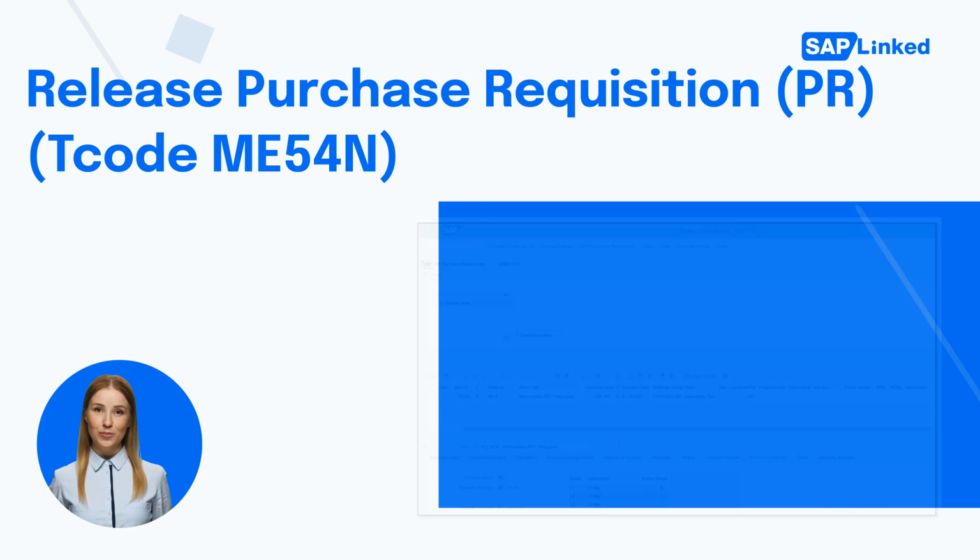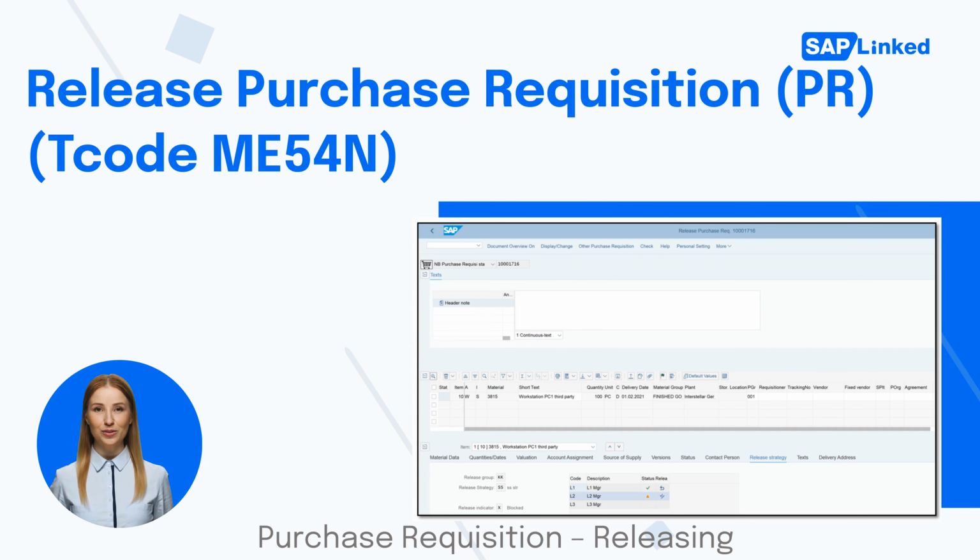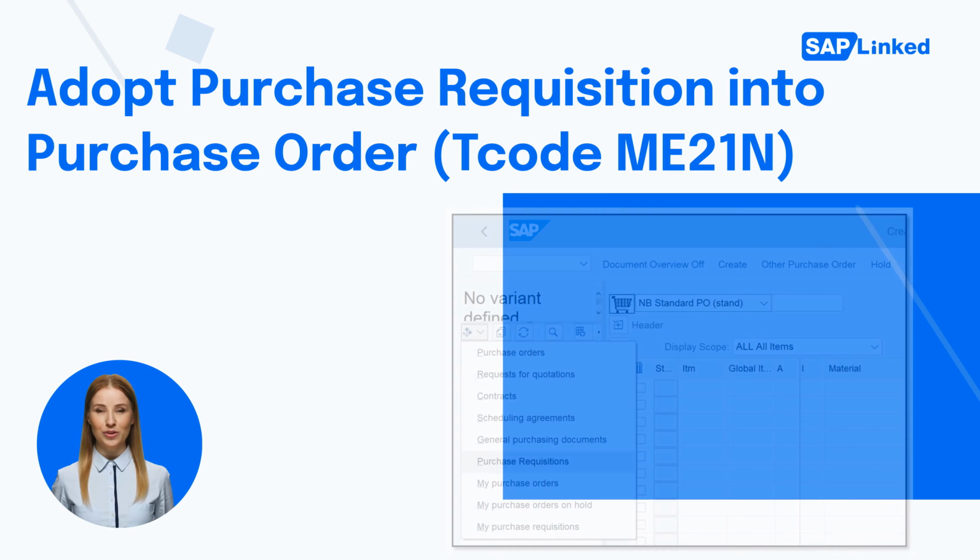Enter T-code ME54N in the command field. The last saved purchase requisition will be displayed. Click on the Other Purchase Requisition button if you want to release another purchase requisition. Then go to the Release Strategy tab, and if you have the required authorization, release the document and save it. The purchase requisition is now released. Now you can proceed with the purchase order.